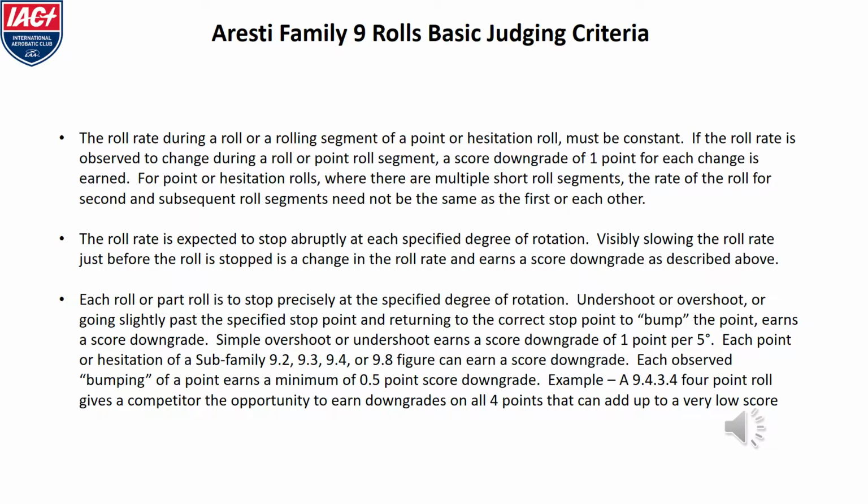a score downgrade. Each roll or part roll is to stop precisely at the specified degree of rotation. Undershoot or overshoot, or bumping the point by going slightly past the specified stop point and then returning to the correct stop point, earns a score downgrade. Simple overshoot or undershoot earns a score downgrade of 1 point per 5 degrees. Each point of a hesitation roll can earn a score downgrade. Each observed bumping of a point earns a minimum of 0.5 points score downgrade.